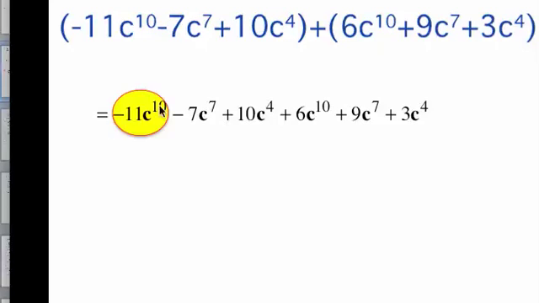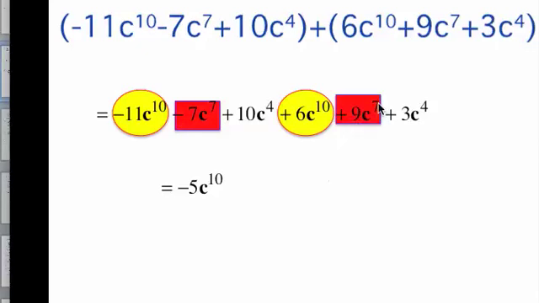Okay, so there's my c to the 10, and I'm adding c to the 10 to the 6c to the 10, because they have the same variables with the same exponents, and that's going to give us negative 5c to the 10. Then I'm going to add the c to the 7s together, so negative 7c to the 7, make sure you're taking the sign as well, and 9c to the 7, and that's going to make positive 2c to the 7, so plus 2c to the 7, and then 10c to the 4 plus 3c to the 4 makes 13c to the 4, okay, and that is it.